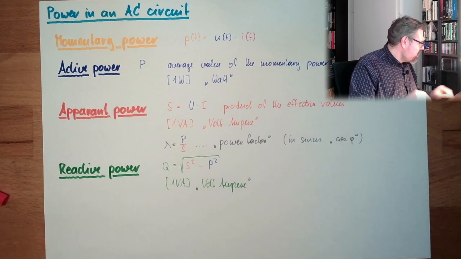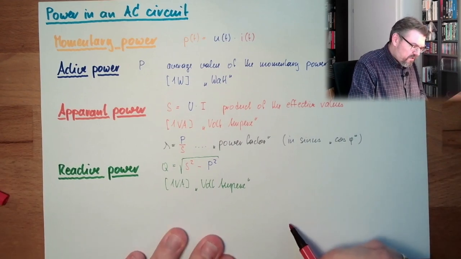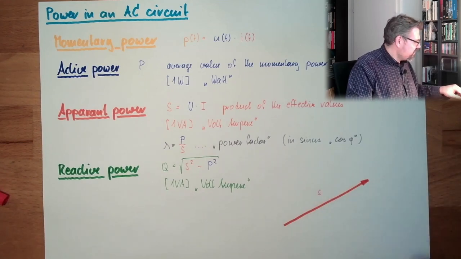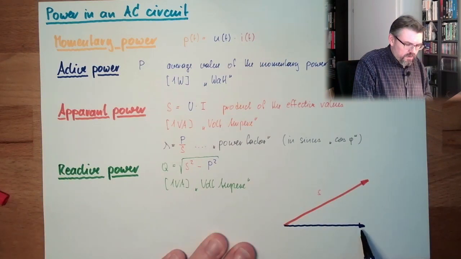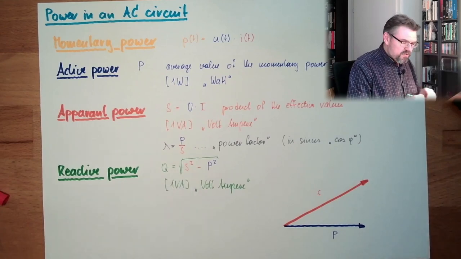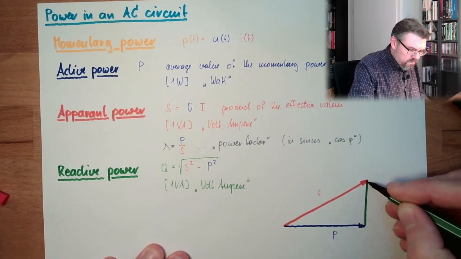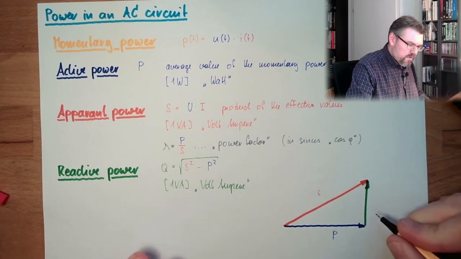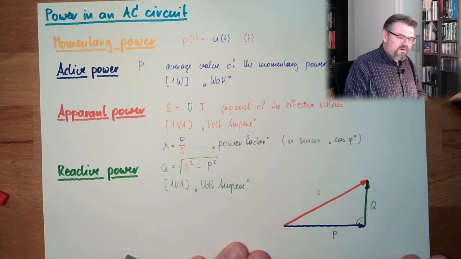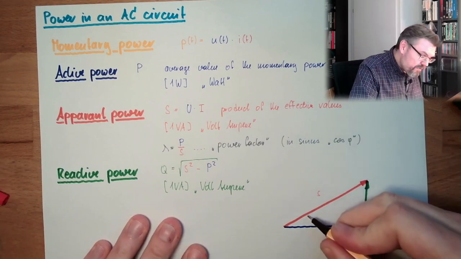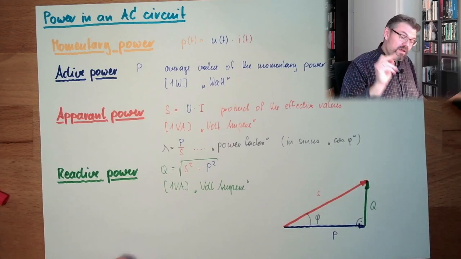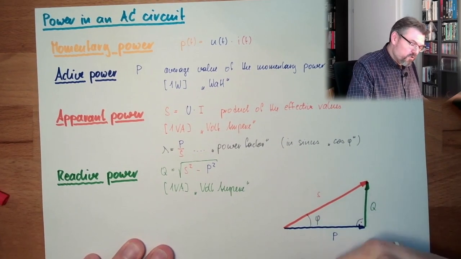Why that? Let's say we have somewhere a certain amount of apparent power. Here, that's my apparent power S. We have a certain amount of active power P. Then this is Pythagoras-shaped. So we have here our reactive power Q, and the reactive power and the active power have an angle of 90 degrees. And here we see phi, the phase shift between current and voltage, in this so-called power triangle.